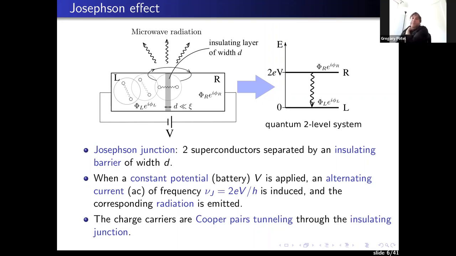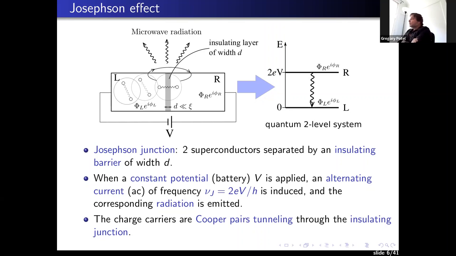This is very puzzling unless one realizes that the left and the right superconductor are actually quantum systems that can be described with a quantum mechanical wave function. The only thing that we're seeing here is a quantum coupled two-level system. So the quantum mechanical explanation is quite simple: the microwave radiation is just the manifestation of the transition between the right and the left superconductor. Again, we are talking about a macroscopic quantum phenomenon.